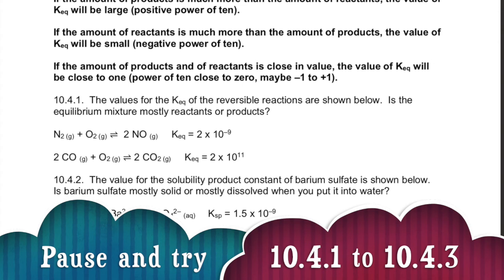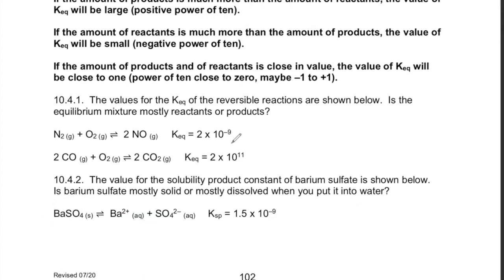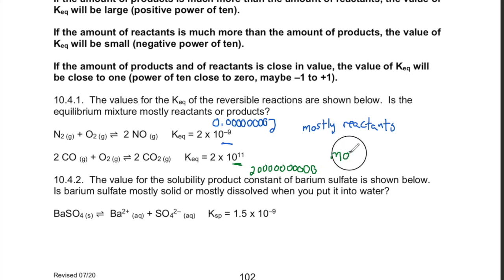So we have a few examples to apply this. Here we have an equilibrium constant, which we can tell by the power of 10 is an extremely small number. Here we go, 0.000000002. That is very small. So this is definitely mostly reactants. Here we have a number that is extremely, extremely large. And so we know that this equilibrium is mostly product.